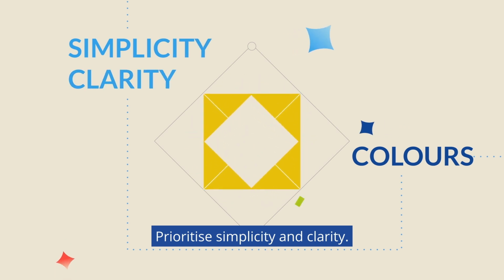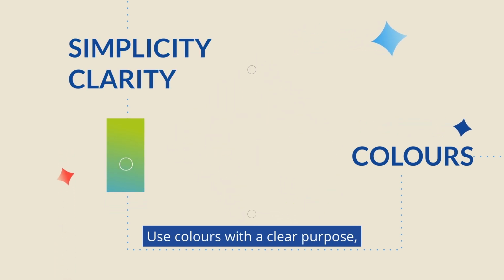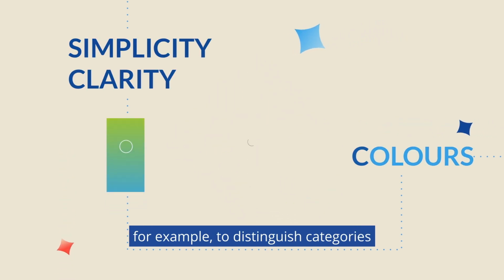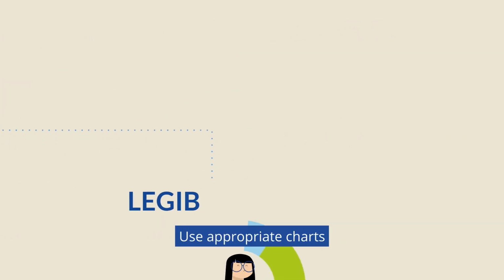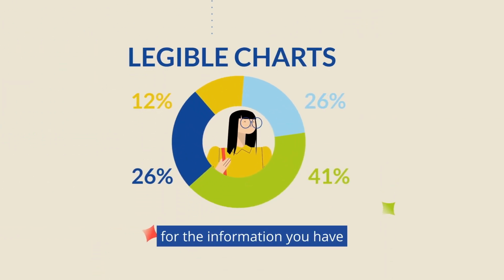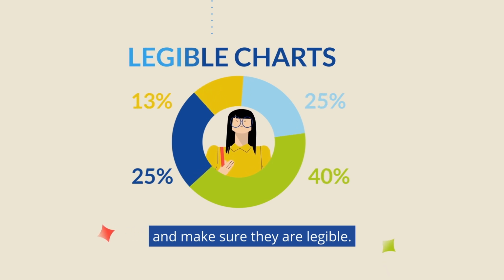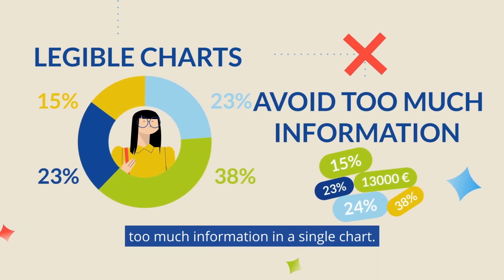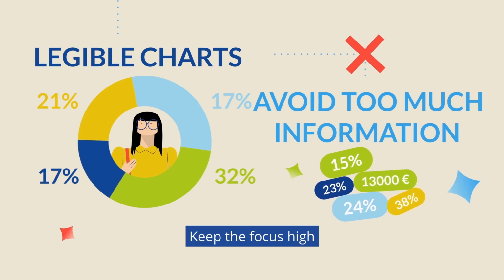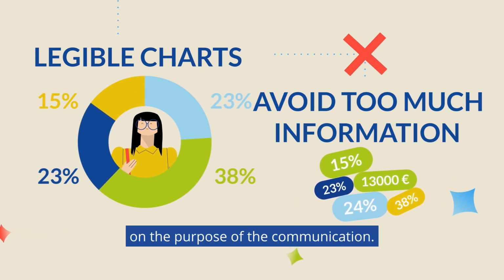Before you get back to your work, here are a few more suggestions. Prioritize simplicity and clarity. Use colors with a clear purpose, for example, to distinguish categories or represent density. Use appropriate charts for the information you have and make sure they are legible. Avoid including too much information in a single chart. Keep the focus high on the purpose of the communication.